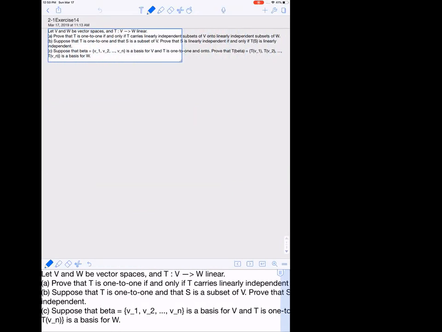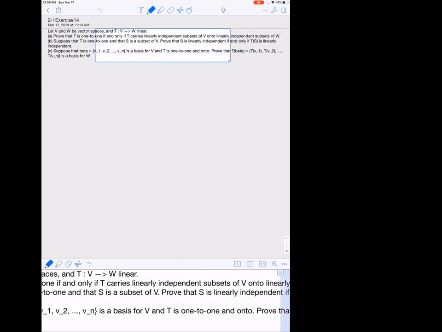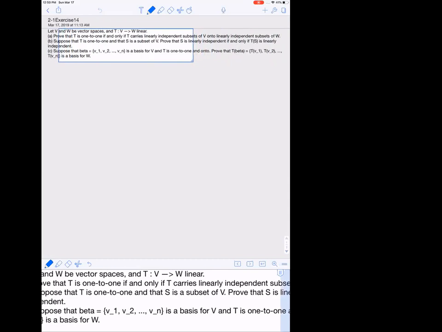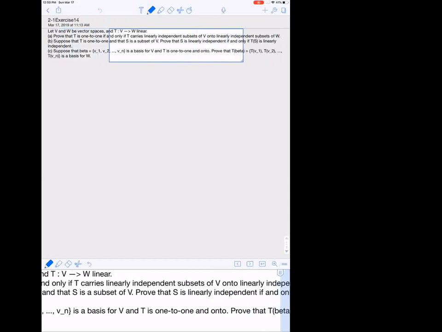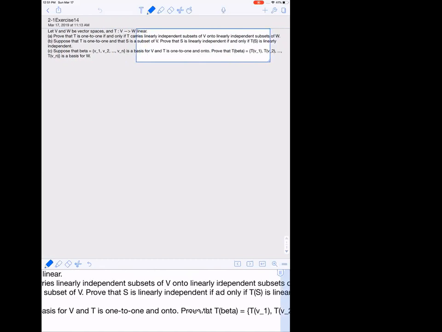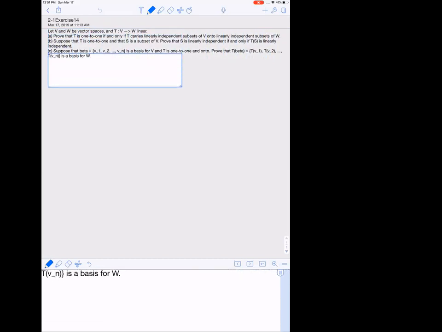All right, so this is an if and only if, so we need to prove 2 implications. We'll first prove that if T is 1 to 1, then T carries linearly independent subsets of V onto linearly independent subsets of W, and vice versa, that if T carries linearly independent subsets of V to linearly independent subsets of W, then T is 1 to 1. So, proof of part A, we'll start with the forward direction.